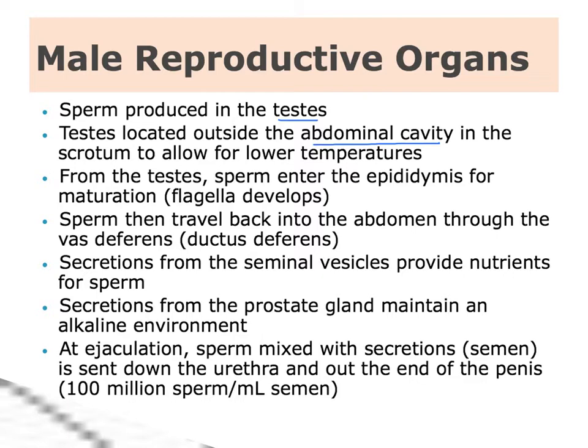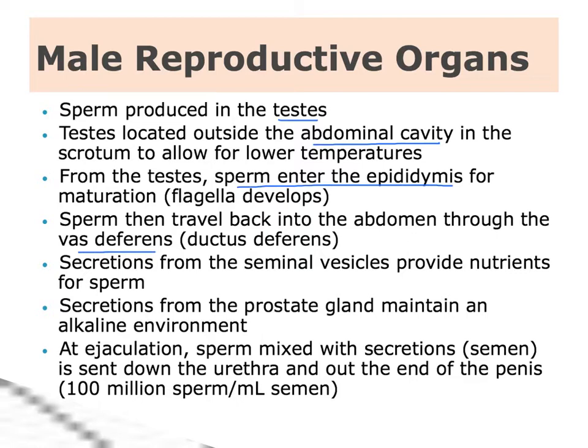From the testes, the immature sperm enter the epididymis, where they develop further, more specifically the flagella, the little extended part of the cell that's going to wave back and forth and allow sperm to swim their way. This develops in the epididymis. And then sperm travel back into the abdomen through tubes called the vas deferens or the ductus deferens.